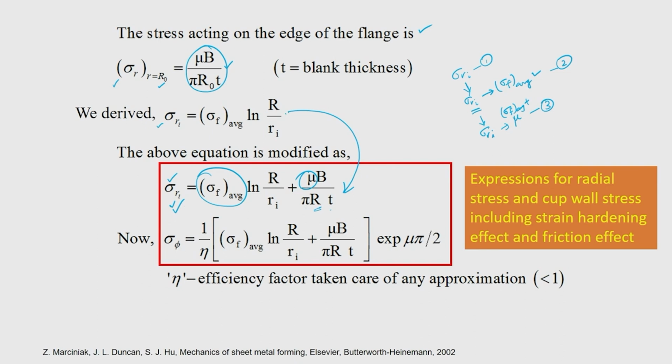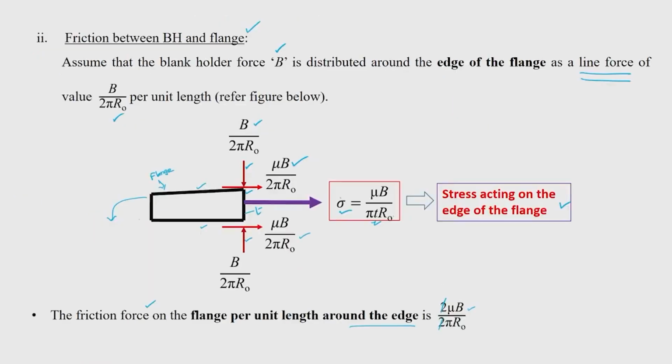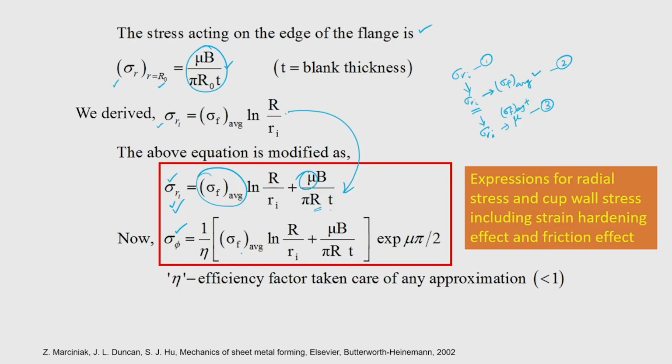That way you can tell, and since sigma r is known to you, you can get sigma phi also. How do you get it? You can just substitute it in this equation. Sigma r you substitute here. That means the entire sigma r is multiplied by exponential mu into pi by 2 to get the sigma phi, which is what I have given as sigma phi is equal to this entire thing, sigma f average ln of r by ri plus mu b by pi r T into exponential mu pi by 2. Okay. In that way you can modify this equation.